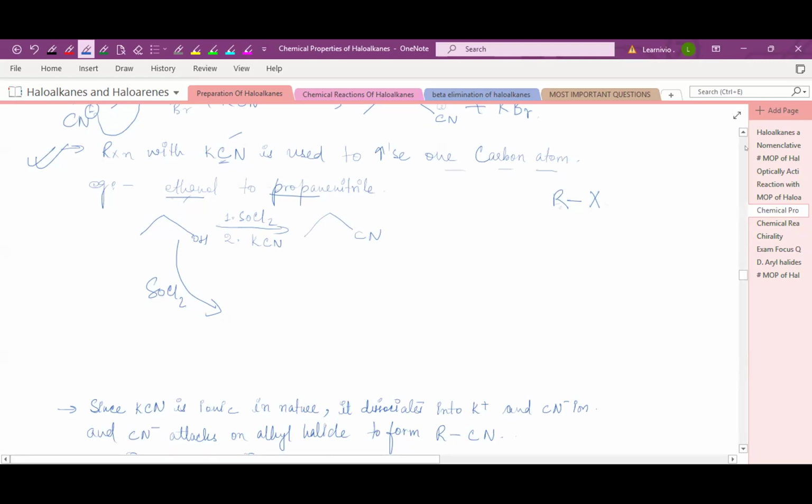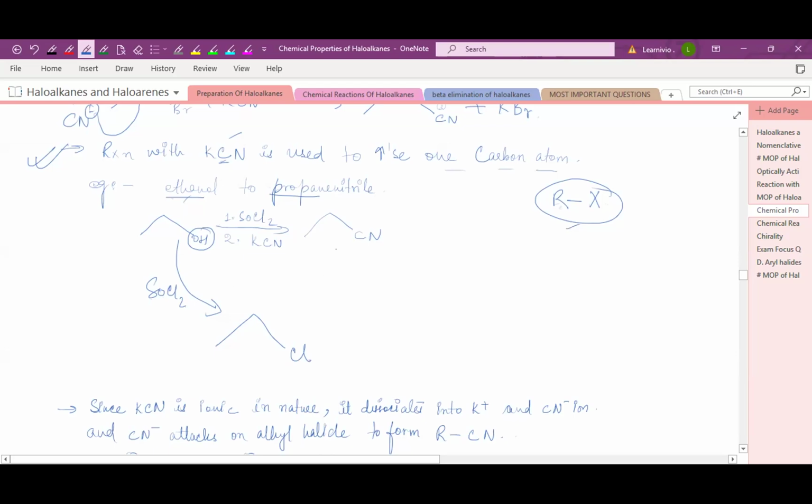Ma'am, we need to replace OH by Cl. Yes, simple. Right? It was a method of preparation of alkyl halide from the alcohol. It's very easy. When you add thionyl chloride to alcohol, you have to replace this OH by the chlorine, and you will get this. So once you get this ethyl chloride, because you know for the nucleophilic substitution reaction you require this alkyl halide, right? This is your alkyl halide. Okay.